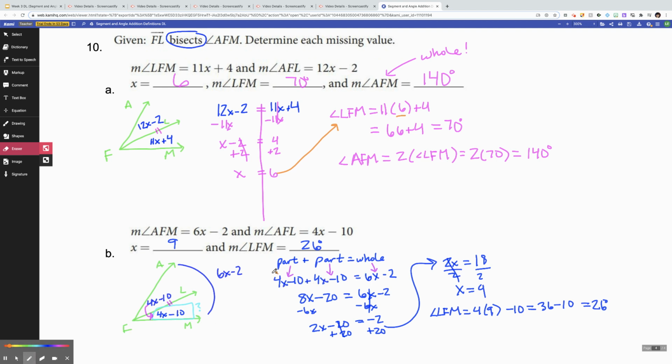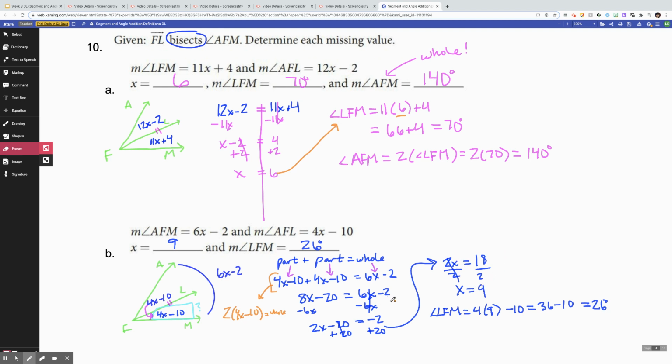If you wanted to, you could have written this as 2 times 4x minus 10 equals the whole thing. I'm running out of space, so I didn't write it, the 6x minus 2. You would get the same answer either way, right? So I combined my like terms, and then I did some algebra. So I subtracted 6x from both sides, added 20 to both sides. Then I got 2x equals 18, so x is equal to 9.